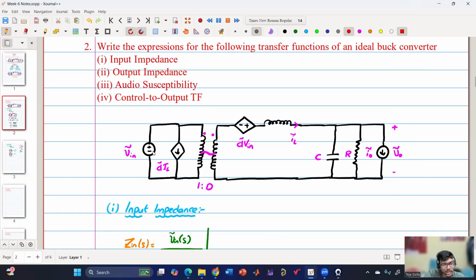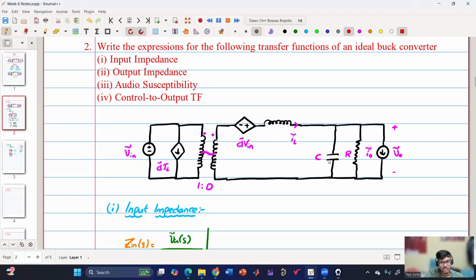So if the primary winding is shorted, I can short the secondary winding. So I can replace the entire transformer by a short wire. And anything else? What about this D tilde into V? D tilde is shorted. V in tilde is also the same, shorted. So basically the entire thing is shorted.